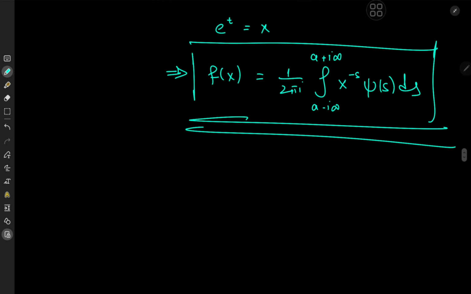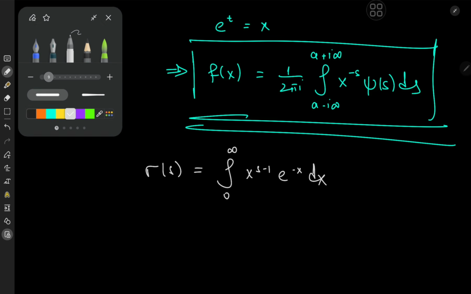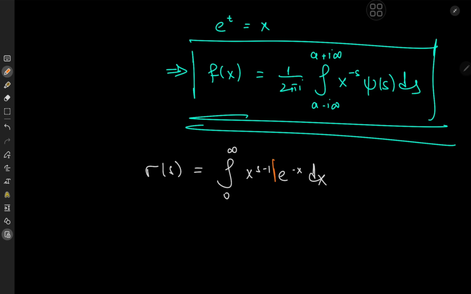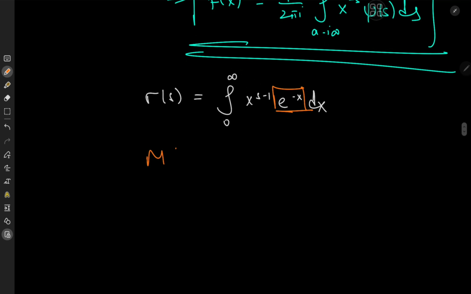But now, what about that integral on the thumbnail? This is going to be quite an interesting discussion. It starts off with the gamma function. What is the gamma function? Well, gamma of s is the integral from 0 to infinity of x to the s minus 1 times e to the minus x dx. Now, this thing looks exactly like a Mellin transform for e to the minus x. So we have the Mellin transform of e to the minus x equal to gamma of s.